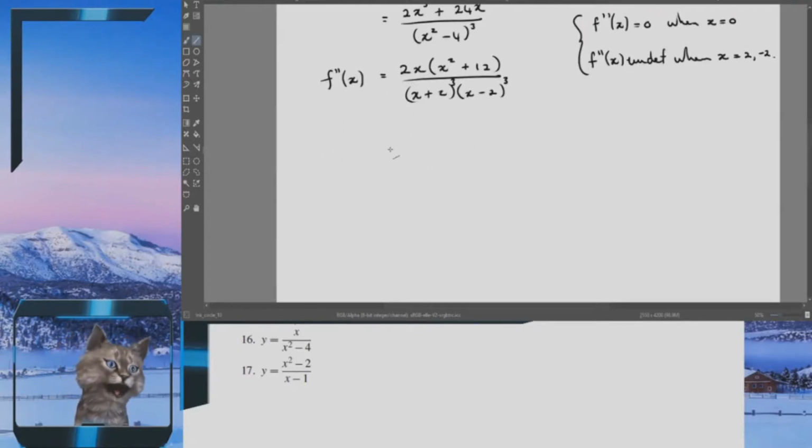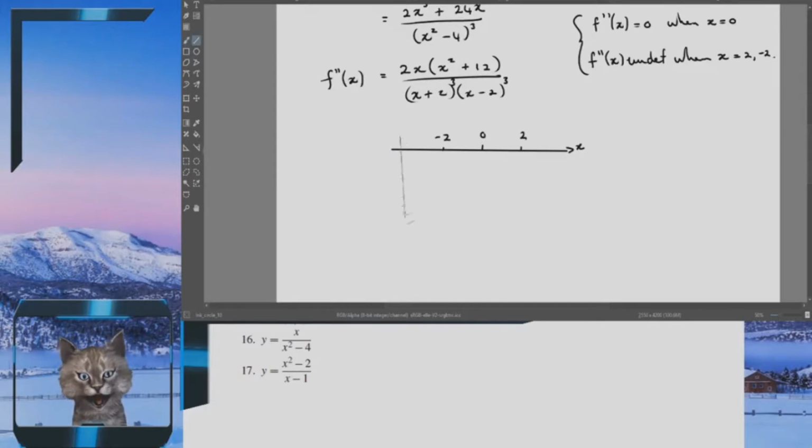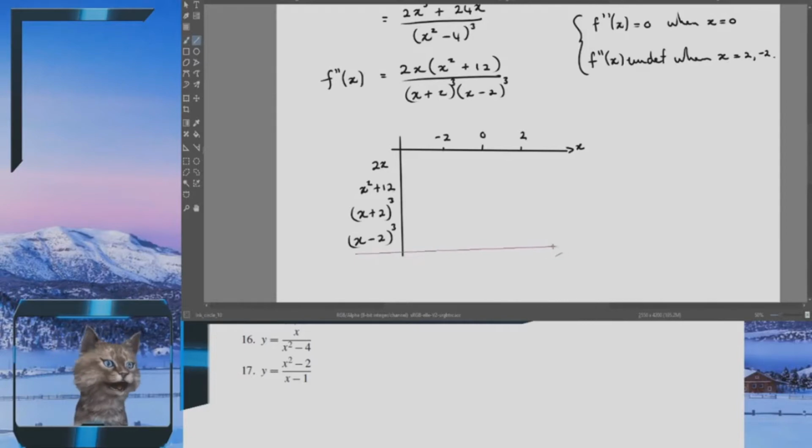Now I'm going to make my table, and it's split up according to negative 2, 0, and 2. And I list all the pieces on the left. I'll keep 2x together, x squared plus 12. And this time I'm going to put these guys together, but feel free to split them up. Together, one way or another, it gives me my second derivative.